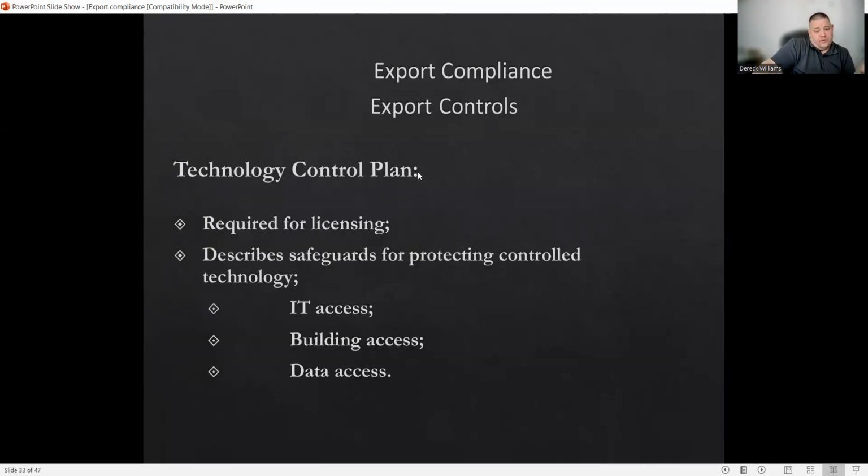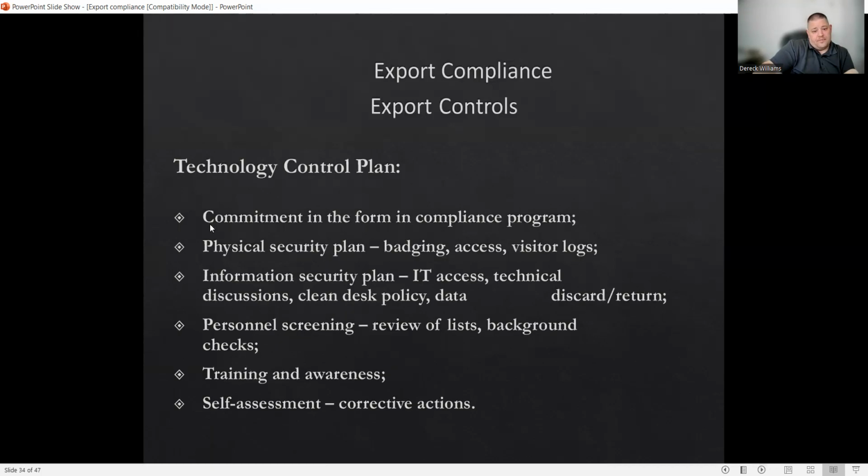If you're going to be exporting, with technology especially, you have to have a technology control plan. It's required for licensing. It describes safeguards for protecting controlled technology. So what kind of IT access, what kind of building access, data access. It should have a commitment in the form of a compliance program. It should have a physical security plan, some sort of badging access, visitor logs, etc. You should have an information security plan. So again, IT access, technical discussions, clean desk policy, data.